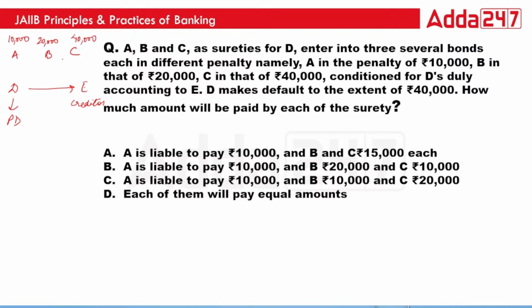Now there is a default of 40,000 rupees by D. 40,000 was due and this was defaulted. Now how much payment will these sureties give to E? How much payment will be given individually? How much payment will they give to E?